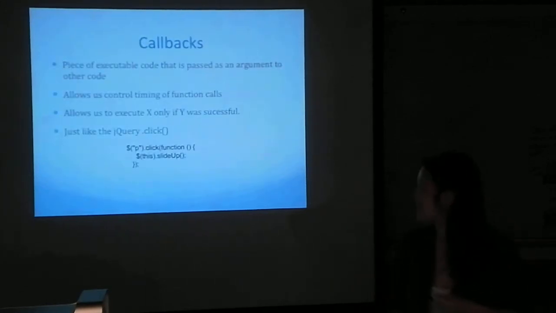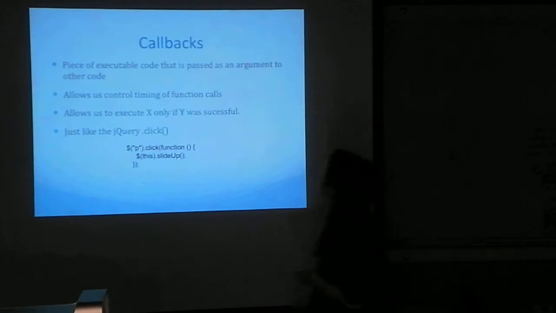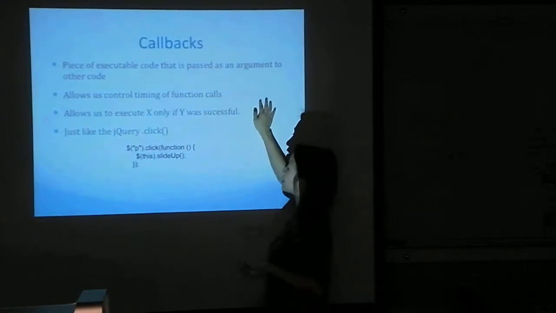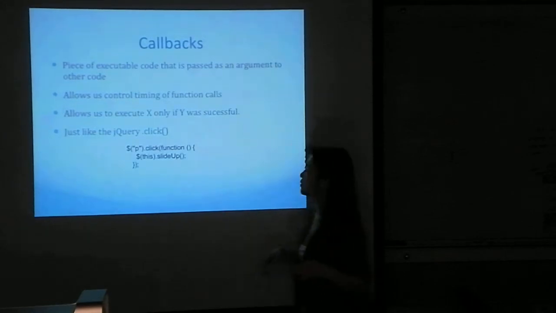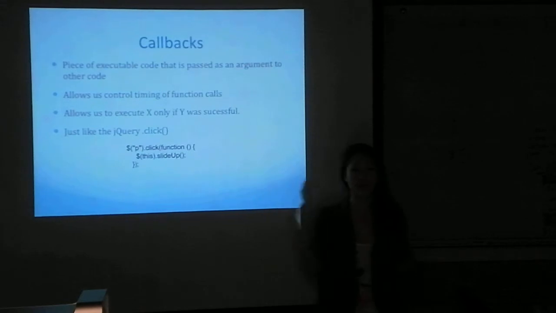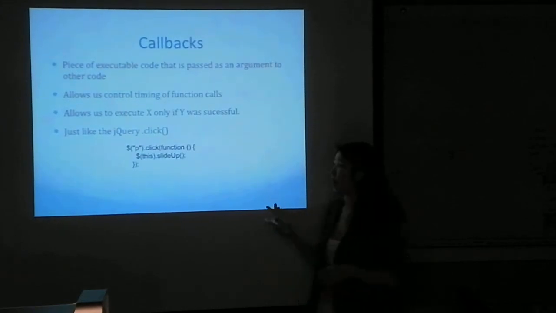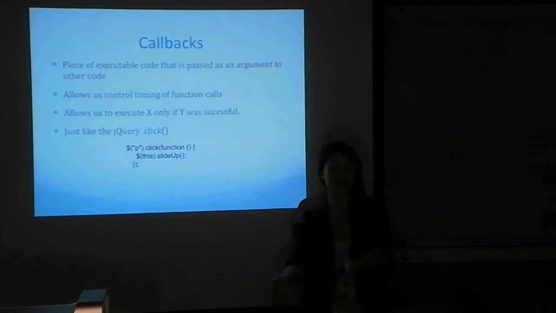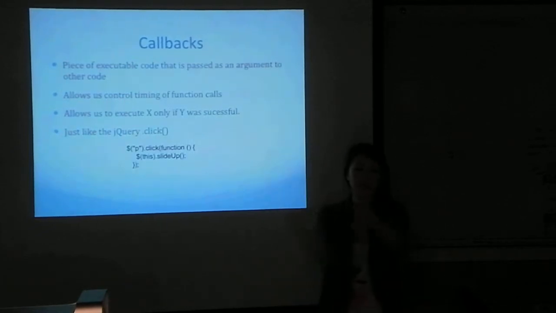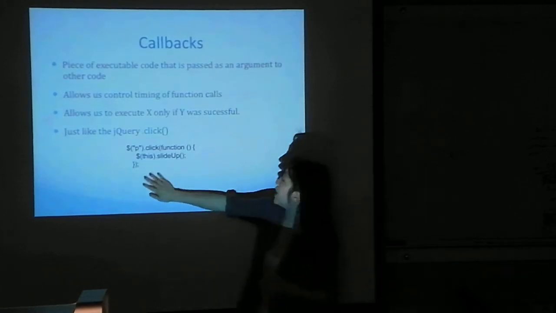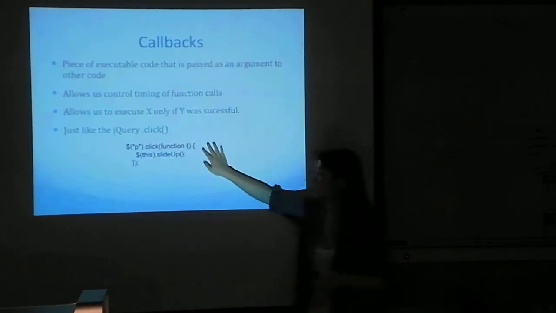Oh, so here's more information about callbacks, I guess. Callbacks are pieces of executable code that are passed as an argument to other code, and it allows you to control timing of function calls. So what I was saying before: when you click something, this thing happens. Or if your Ajax request was successful, this thing happens. If it was an error, this thing happens. So it controls what happens in your code, and you can also use it to do timing of sequences of actions.